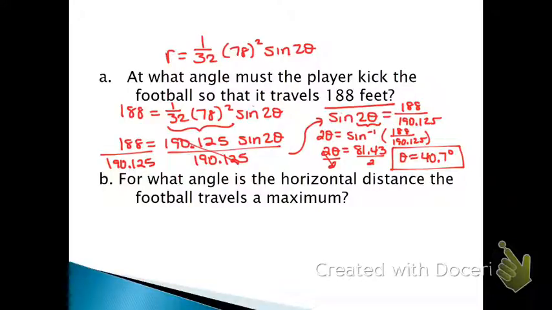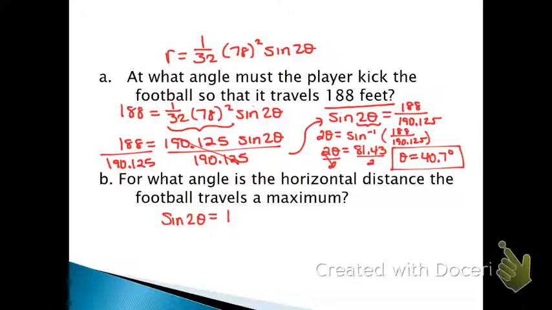Now, at what angle is the horizontal distance the football travels a maximum? Well, the maximum from the center on your unit circle is 1. So I need that trig function part. So when I get to that sine of 2 theta, the maximum distance then would be 1 for that. So then just do the same thing we just did.